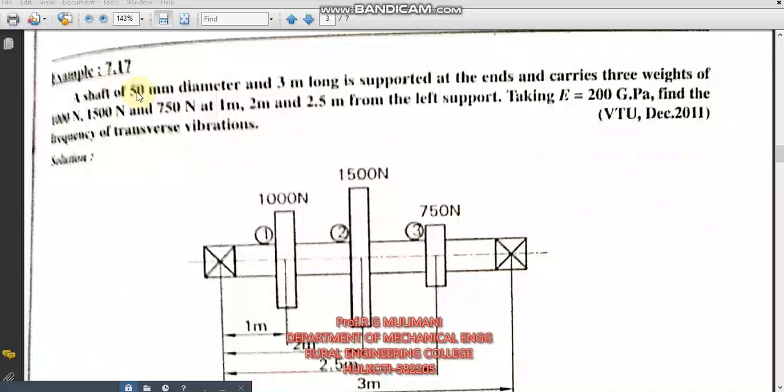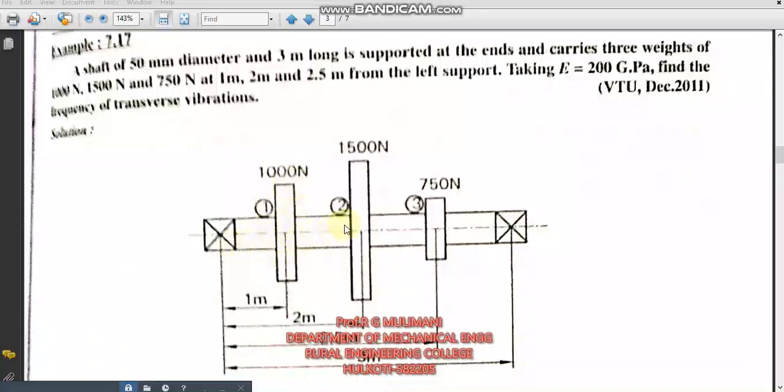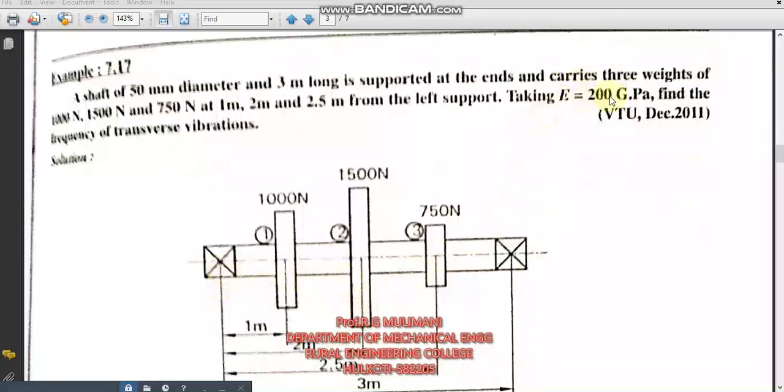It is a simply supported beam. The shaft diameter is 50 mm. The length of the shaft is 3 meter, and it carries 3 weights: 1000 Newton, 1500 Newton, 750 Newton. These loads are at distances of 1 meter, 2 meter, and 2.5 meter from the left support. Young's modulus is given here. You need to find the frequency of the transverse vibrations.